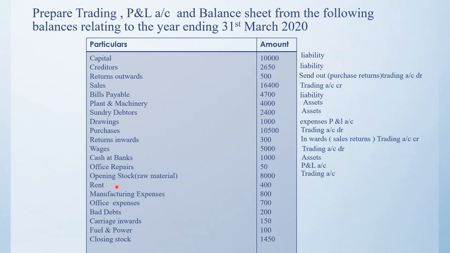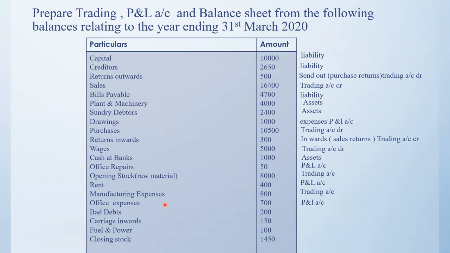And next we have the rent. If it is office rent, we will post it in the P&L account. If it is manufacturing rent, we will post it in the trading account, but here the rent is just rent, so I am considering it as an office rent and making it a P&L account item. And next, manufacturing expenses. You people know manufacturing expenses will be recorded in the trading account debit side, and office expenses in the P&L account. And next, bad debts.